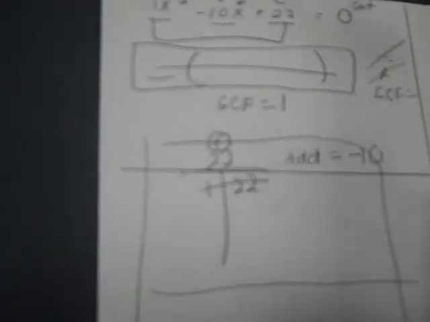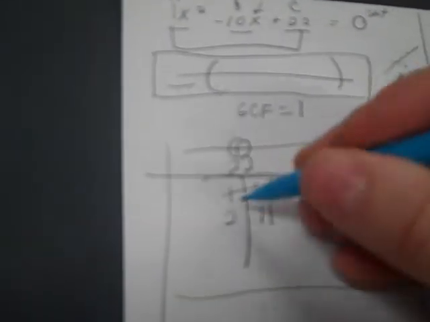1 and 22. 1 plus 22 is not 10, okay? 22 divided by 2 is 11. 11 plus 2 is 13, okay? Decimal. Decimal. Hit up and then just go over it with 5. Decimal. Decimal.